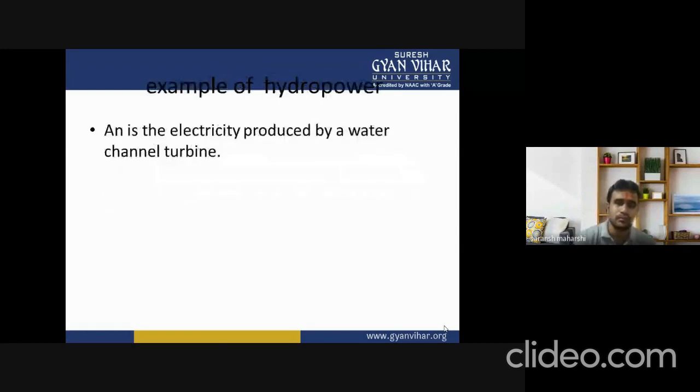Example of the hydropower: it is the electricity produced by a water channel turbine.